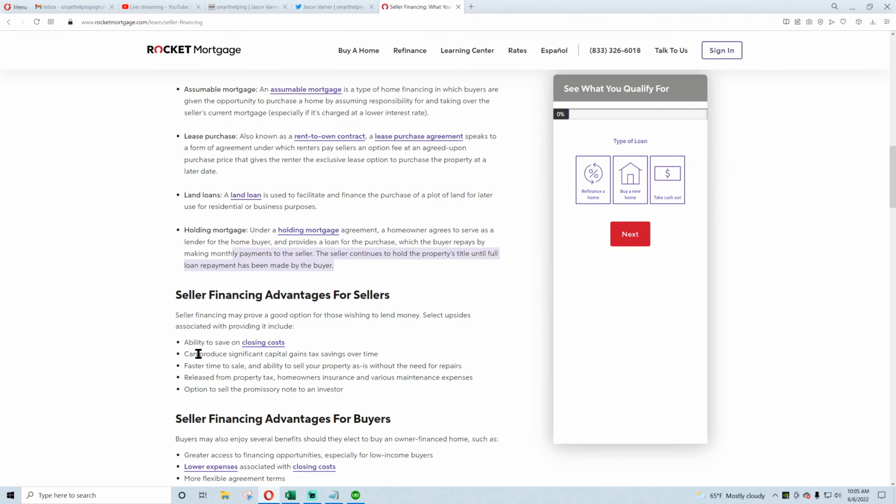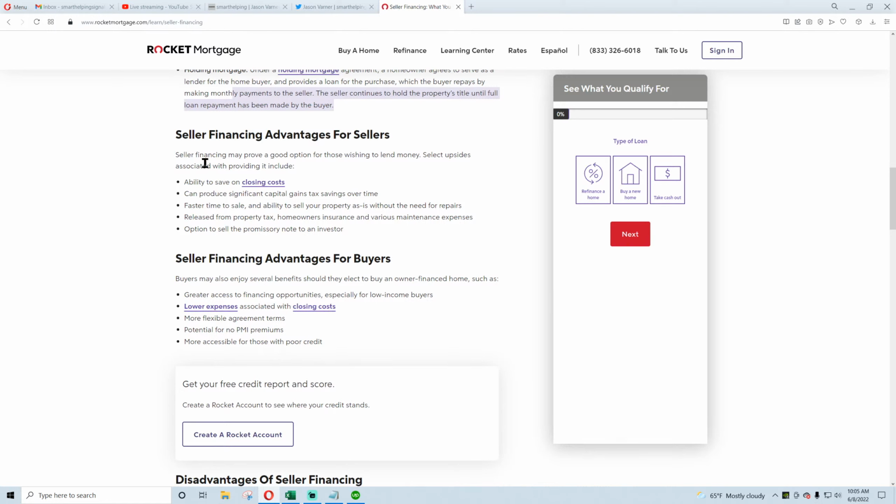So advantages, why would you do this? So seller financing advantage for sellers, ability to save on closing costs. Sure, yeah, you're not going through the bank and all their overhead. Can produce capital gains tax savings. Yep, this is a big thing.